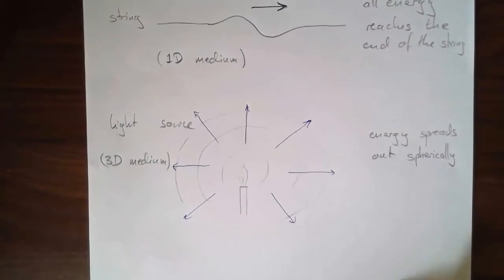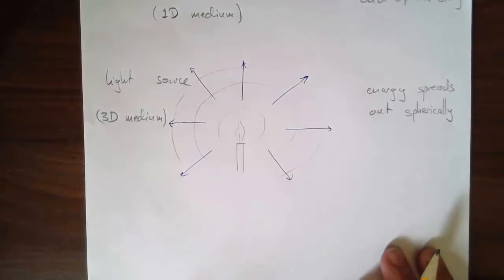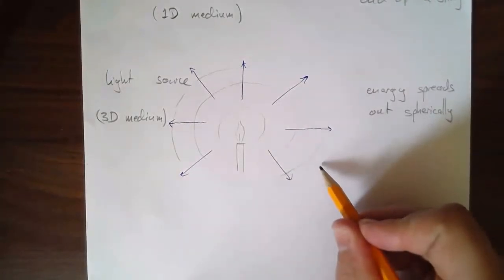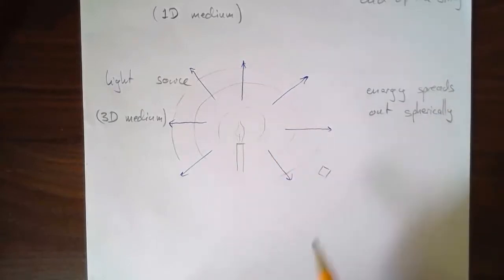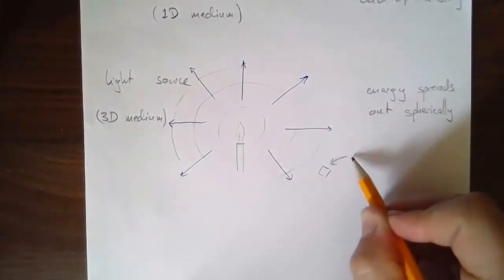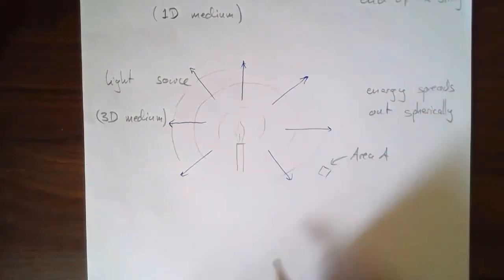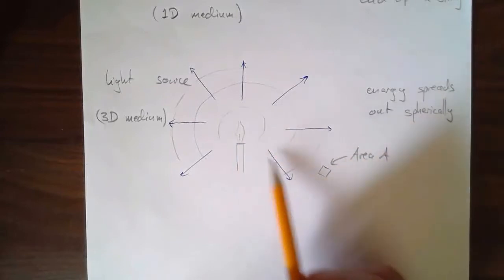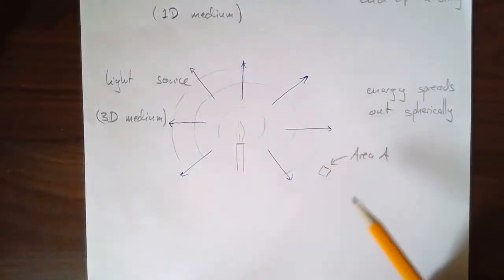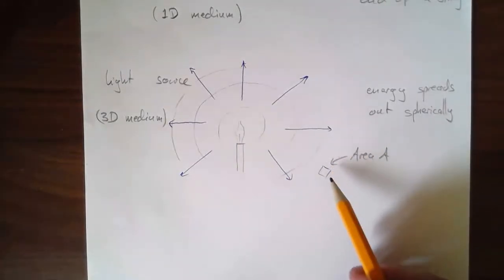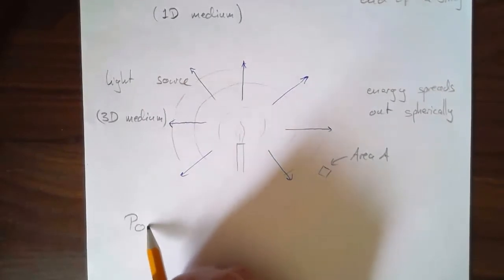Let's suppose this candle produces a certain amount of energy per second. Then I ask, what if I have a little window here in which I'm catching energy, a little area A. I can't really draw it, it's meant to face the candle. I can ask, how much of that energy goes through the little window? What power do I receive here? Power, remember, is energy per time. Well, here's how I might calculate it.